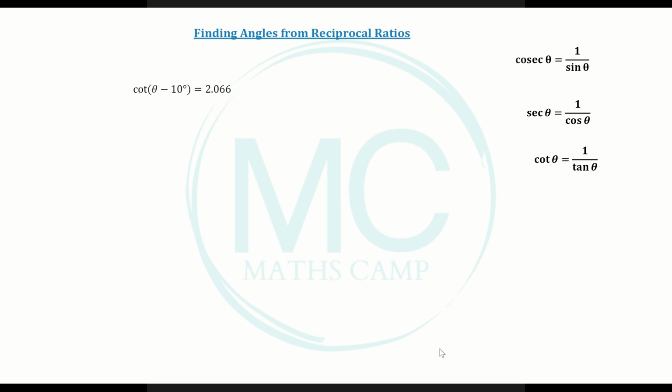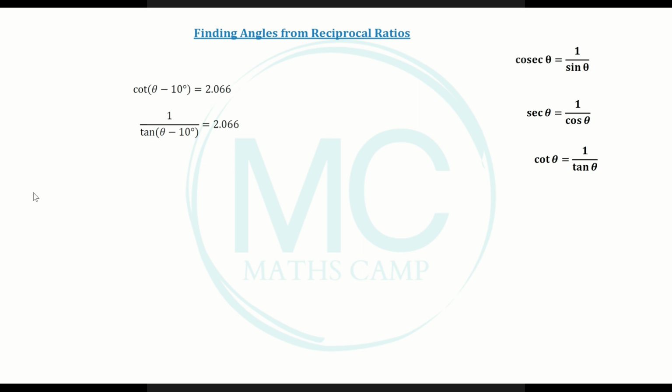Here we have a trigonometric ratio cotangent, but instead of theta, we have theta less 10 degrees. Now we know that if we have cot theta, the reciprocal is 1 over tan theta. But when we have cot of theta minus 10 degrees, the reciprocal ratio becomes 1 over tan of theta minus 10 degrees. And we can make this equal to 2,066.